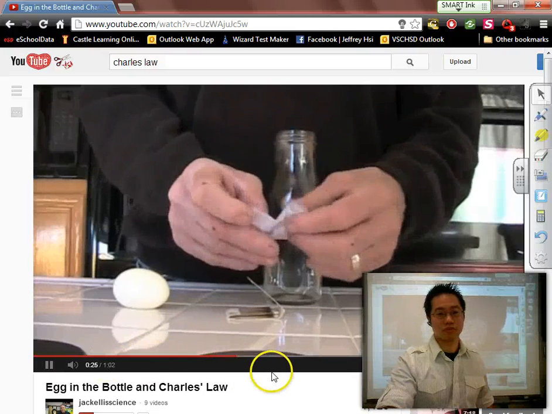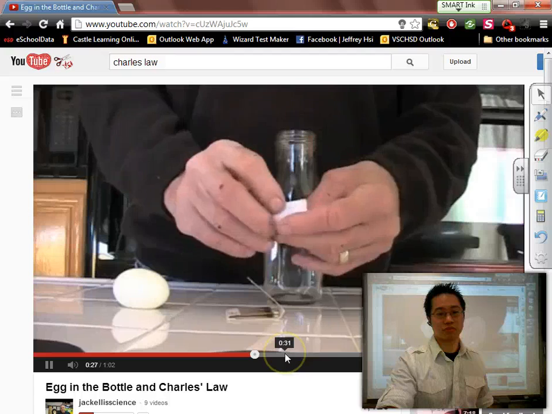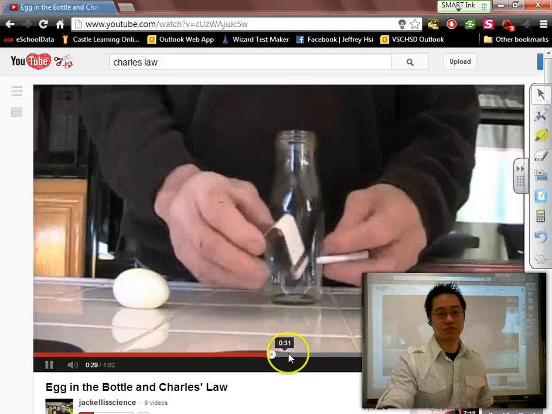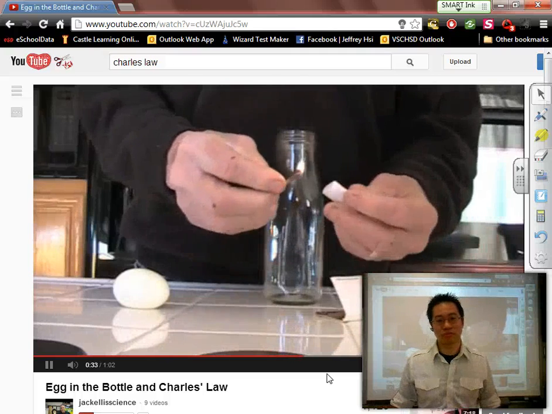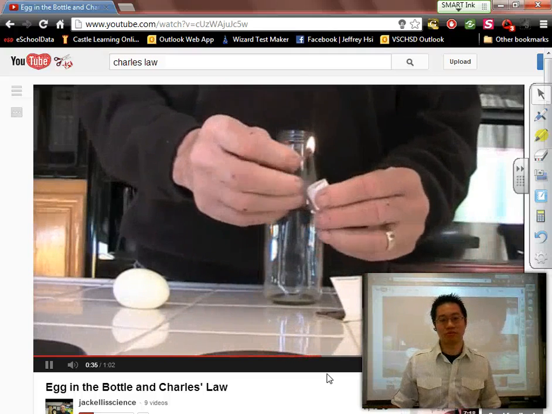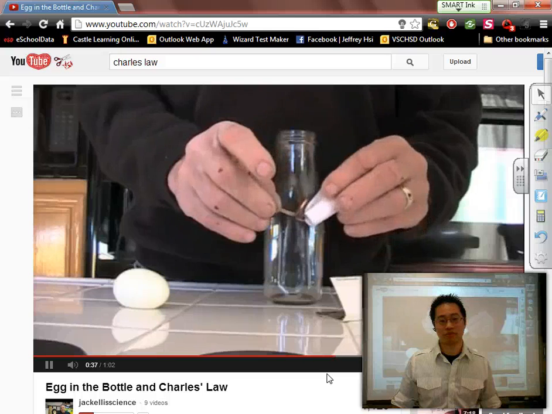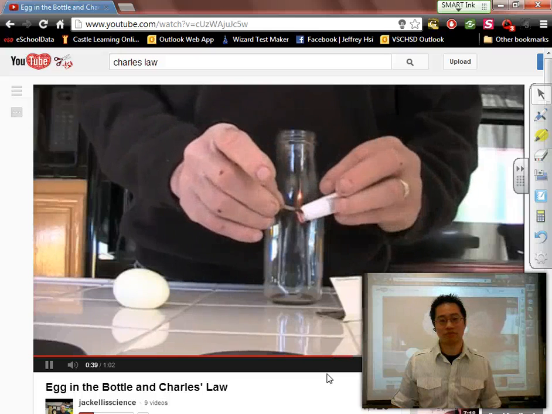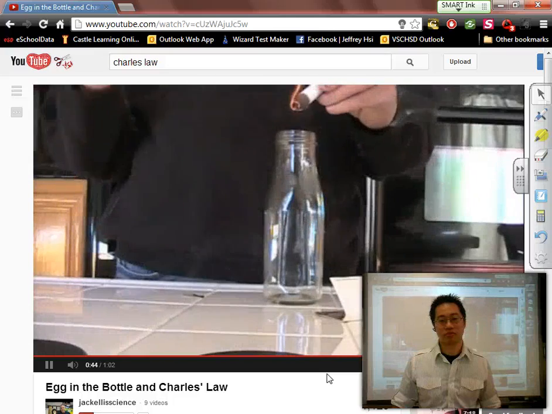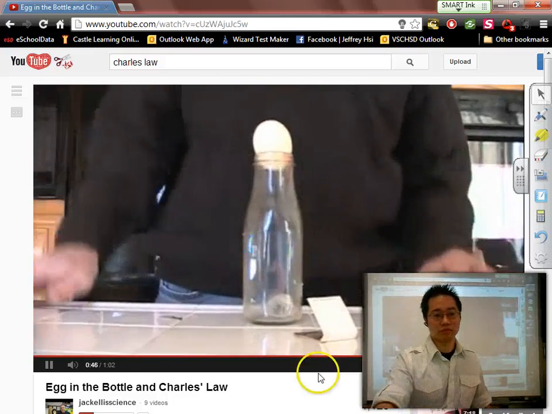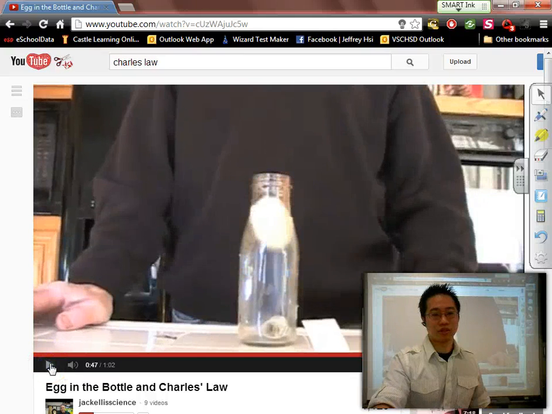As it's down in the bottle burning, it's going to heat the gas in the bottle, and that will make the gas expand and come out of the bottle. We're going to put the egg then on top of the bottle, and you'll actually see the egg kind of floating or being pushed up a little bit as the flame is still burning and pushing the gas out. After the flame goes out, the gas inside will no longer be expanding.